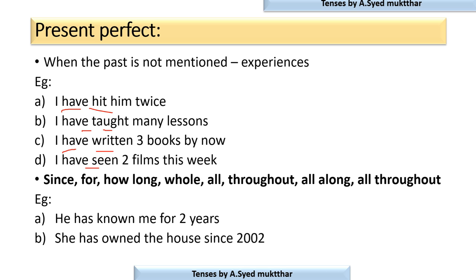And for since, for, how long, whole, all, throughout, all along. In these cases, if these words appear in the sentence, we can use present perfect. She has known me for 2 years. She has owned the house since 2002. So in this case also we can use present perfect.